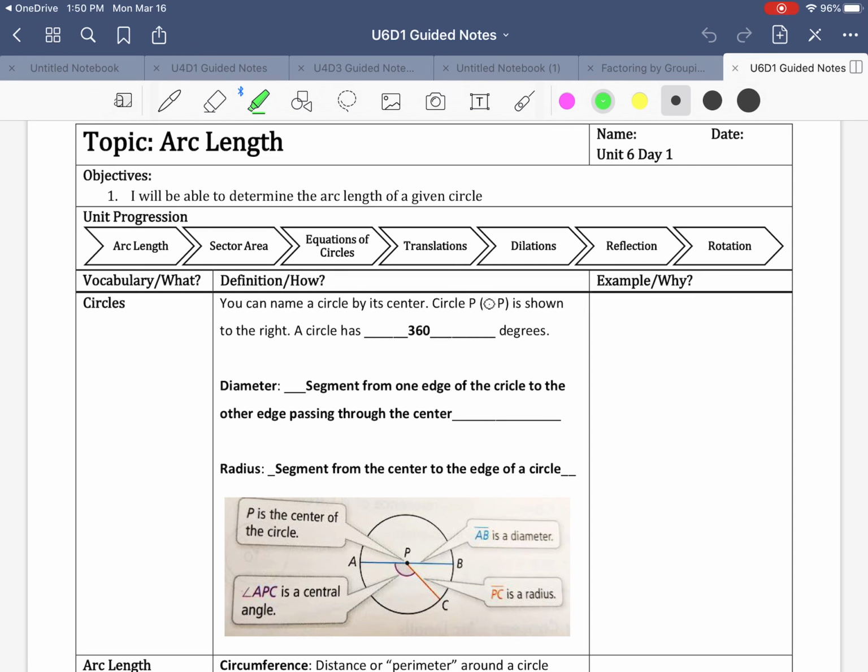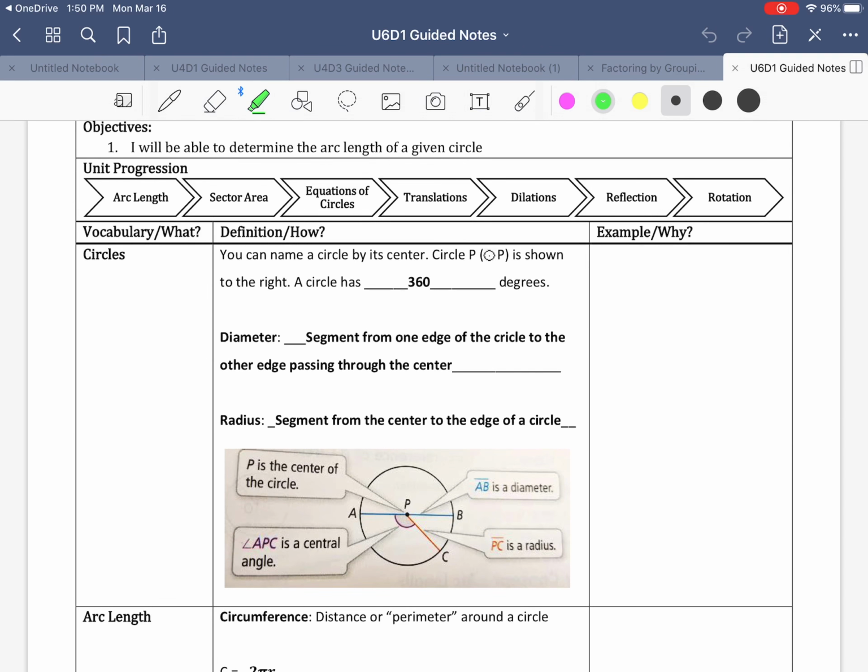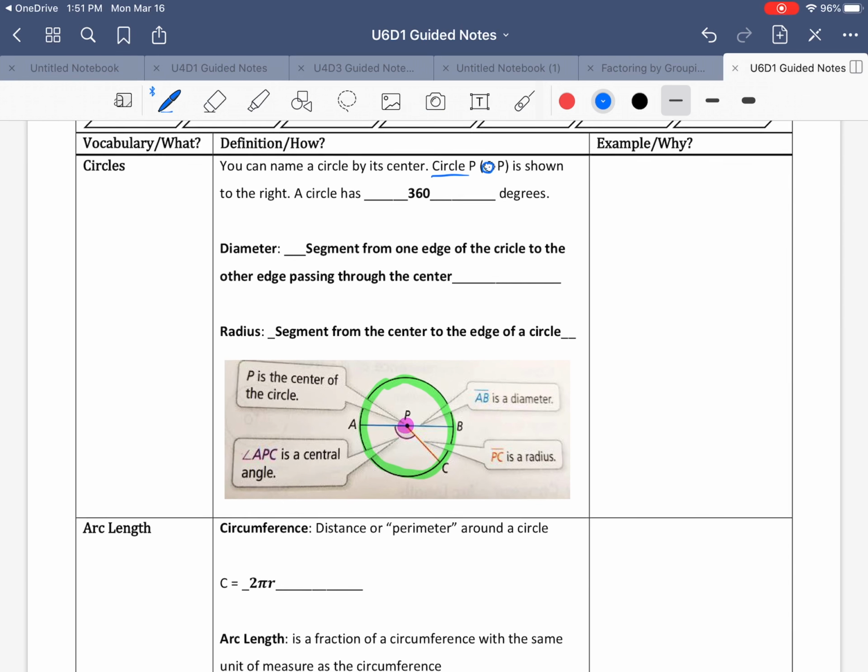Now, a couple of things that we need to know about circles is that you can name them based on their center point. So if we look at our circle right here, you can tell that the center point is this point P. So we can name a circle, circle P, by writing it just like this, or drawing a small circle with a dot in the middle and then writing P next to it. All circles have 360 degrees.